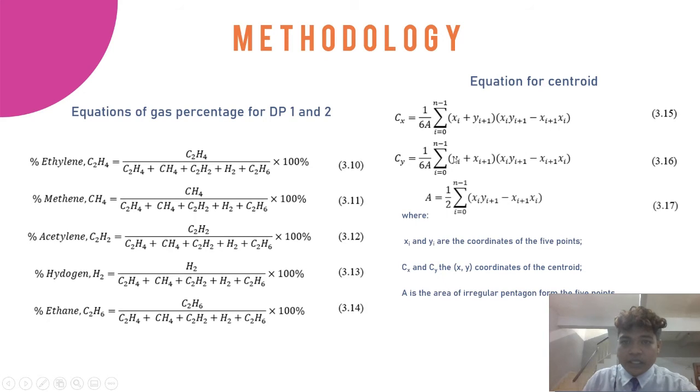The next equation that will be used for the Duval pentagon is the equation for the centroid. In equation 3.15, you can see the centroid of the x coordinate. In equation 3.16, the centroid coordinate for y. Equation 3.17 is the equation for the area of the irregular polygon after the 5 gases have been plotted on each axis.